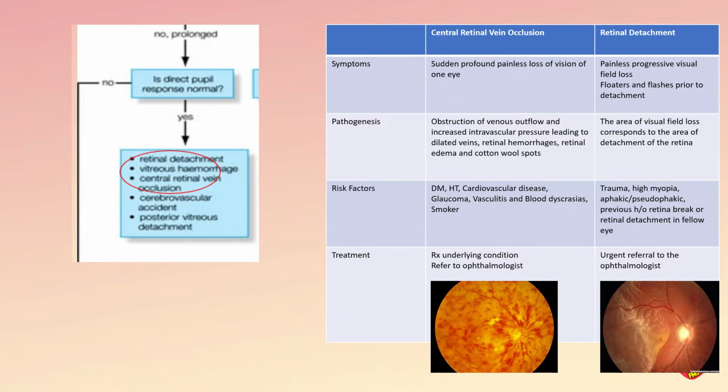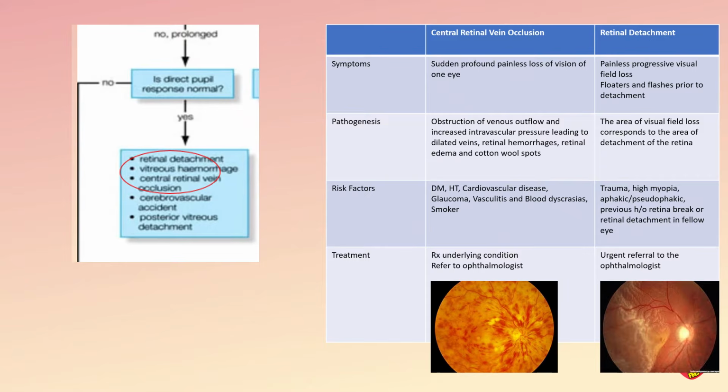Age is the most important factor since over 90% of cases occur in patients over the age of 55 years old. Other risk factors include diabetes mellitus, hypertension, cardiovascular disease, glaucoma, vasculitis, blood dyscrasia, and smoking. CRVO is further divided into non-ischemic CRVO and ischemic CRVO, each of which has implications for prognosis and treatment.